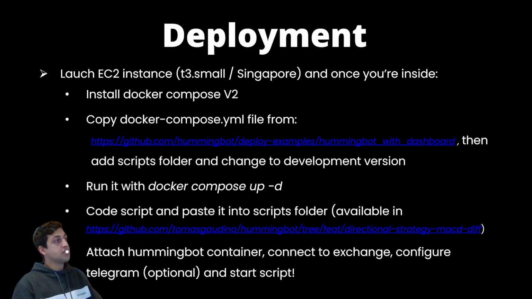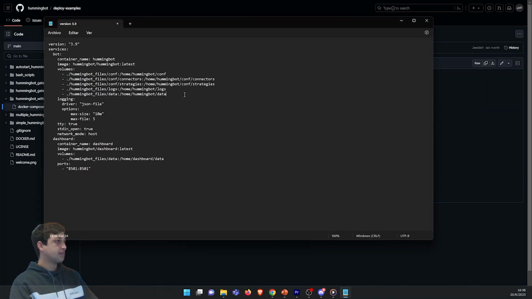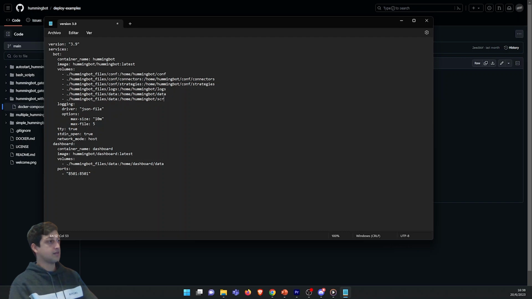First of all, I have launched an EC2 instance. I have experienced troubles with machines smaller than T3 small, but you are free to choose any one you want and try it out. And I have chosen Singapore because it's near the Binance servers. Once inside, I installed the latest Docker Compose version, and then I used the Hummingbot with dashboard Docker Compose, which is available in Hummingbot's deploy examples repository. And we are going to change two little things here. We need to create a scripts folder, adding this line here. We are going to change the version from latest to development to get the latest features.